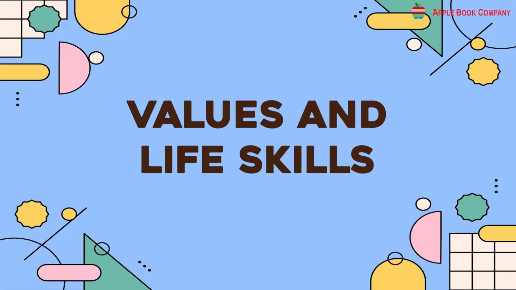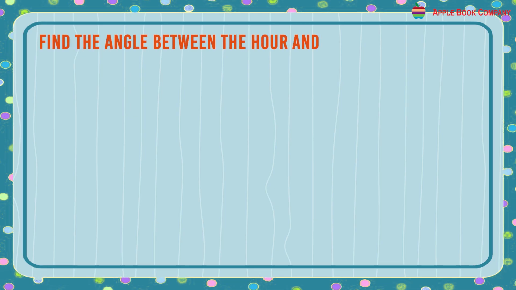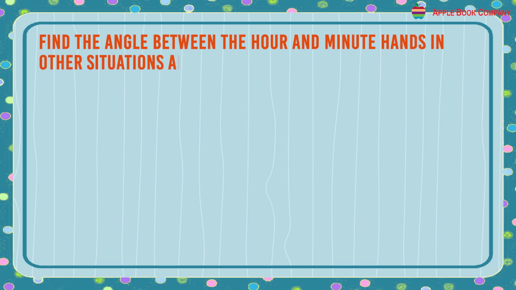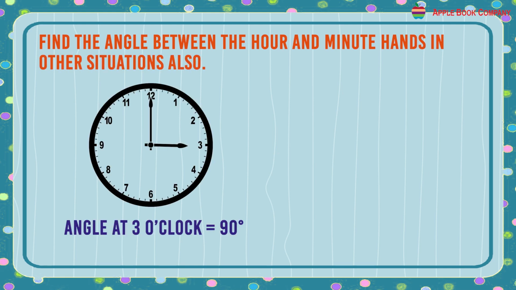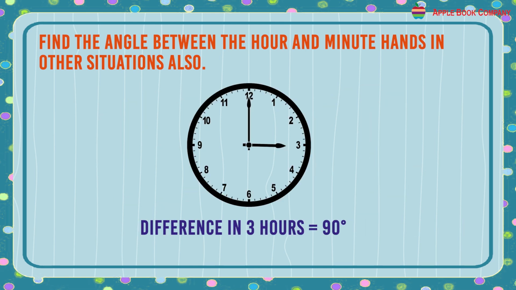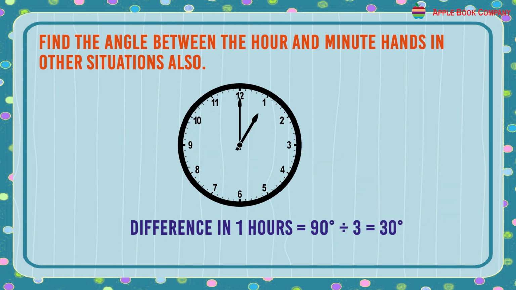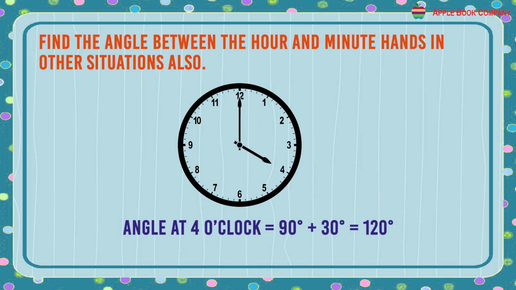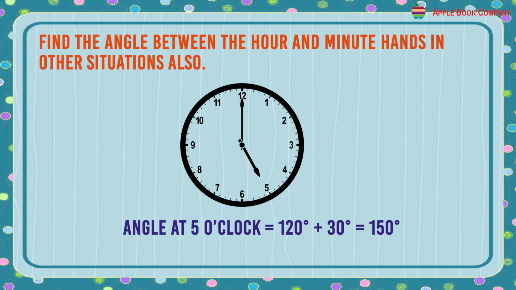Values in life skills. Find the angle between the hour and the minute hands in other situations also. Angle at 3 o'clock equals 90 degrees. Angle at 6 o'clock equals 180 degrees. Difference in 3 hours equals 90 degrees. Difference in 1 hour equals 90 degrees divided by 3 equals 30 degrees. Angle at 4 o'clock equals 90 degrees plus 30 degrees equals 120 degrees. Angle at 5 o'clock equals 120 degrees plus 30 degrees equals 150 degrees.